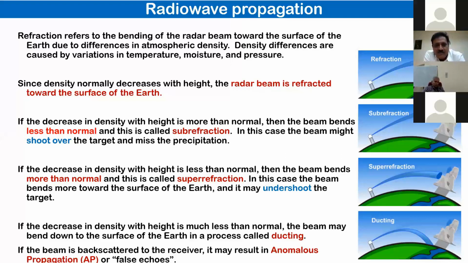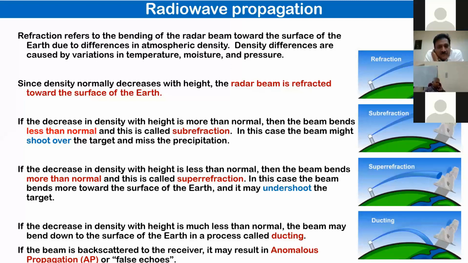But sometimes when the density decreases more than normal, then the beam bends less than normal. So we get a sub-refraction. Then, as you can see in the right side picture, the beam might overshoot the target and miss the precipitation. Similarly, sometimes the decrease in density with height is less than normal, the beam bends more than normal, and then you get a super refraction. So it bends more, so it undershoots the target.